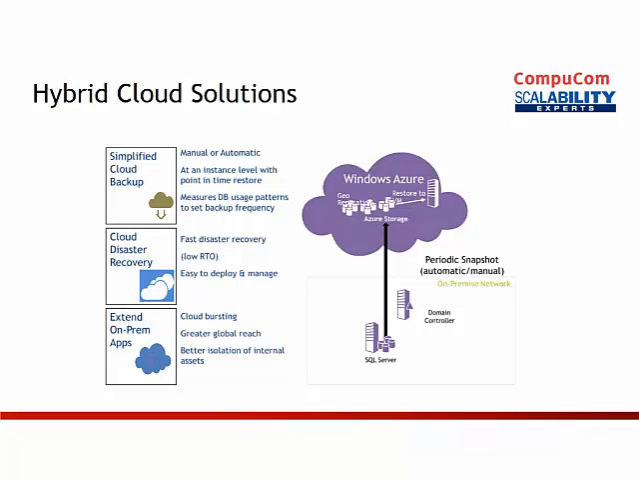Now, you can go another step forward and use a SQL Server on a Windows Azure VM and go with cloud disaster recovery. You could have that cloud be part of your replicas for Always On availability groups. And therefore, if you really need to, you can do a disaster failover to the cloud and still be up and running. And also, you can use the cloud to extend your application for global reach and better isolation of internal assets, so you're only paying again for what you're using in the cloud.